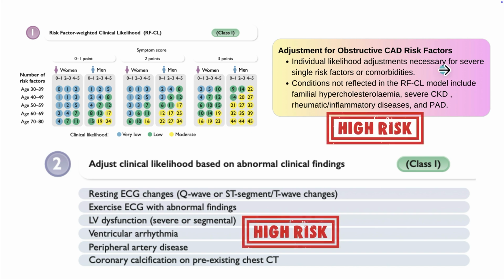The other adjustment comes when we have a severe elevation of one risk factor or comorbidity, a blood pressure more than 180, like familial hypercholesterolemia, like chronic kidney disease or peripheral arterial disease. Whenever we have one or more of these risk factors, then we move the patient from low to moderate, or moderate to high, or from high to very high category.